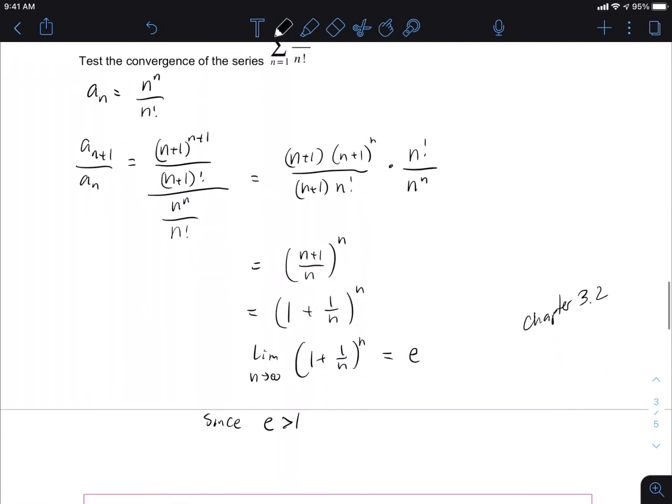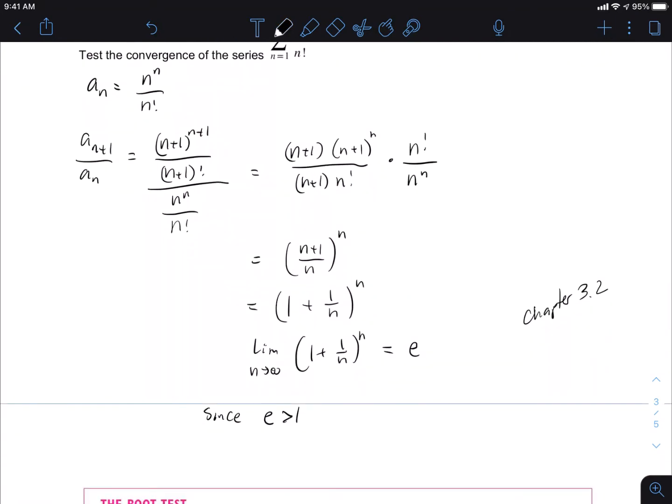And so, since that's greater than 1, the given series is divergent by the ratio test. Okay? Very cool.